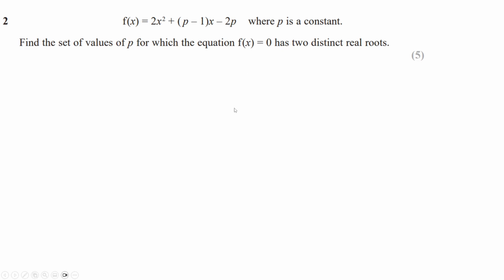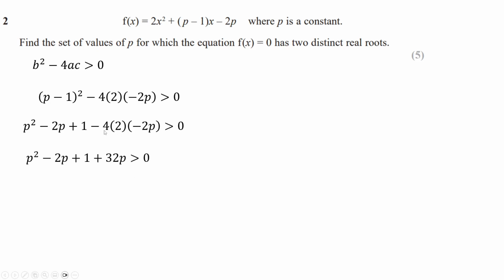Find the set of values of p for which the equation has 2 distinct real roots, so the discriminant is going to be greater than 0. The discriminant is b squared minus 4ac. Just plug this in. So b is p minus 1, a is 2, c is minus 2p. Expand this as p squared minus 2p plus 1, and then this is minus a, but then plus 16p.